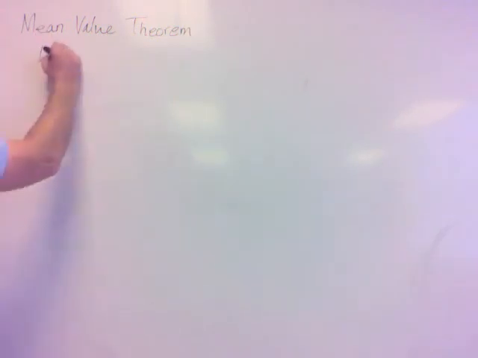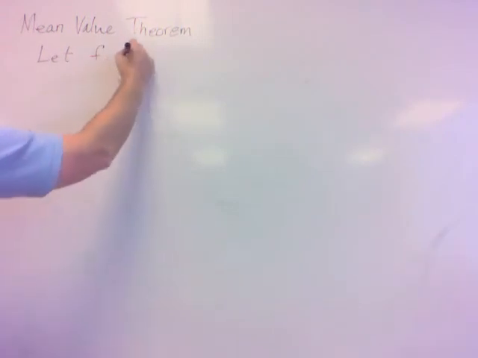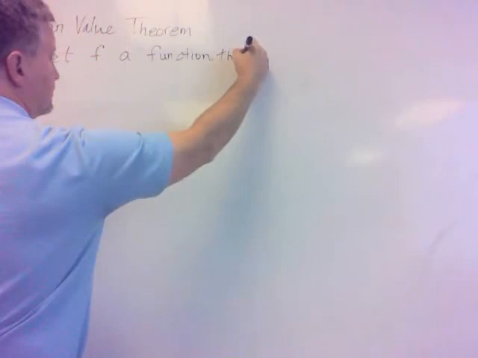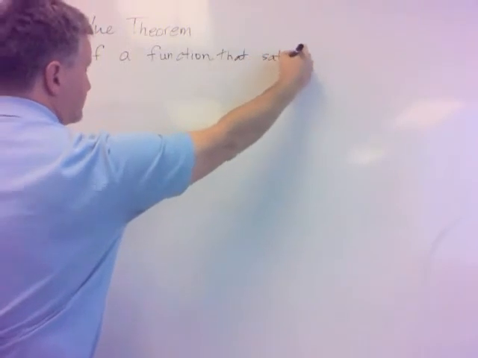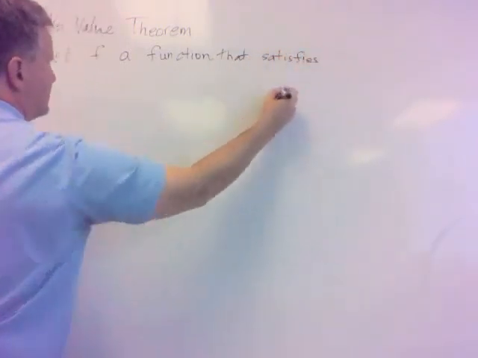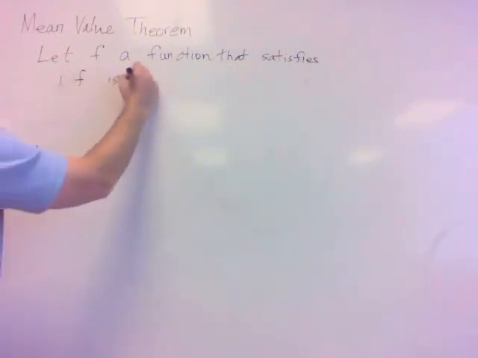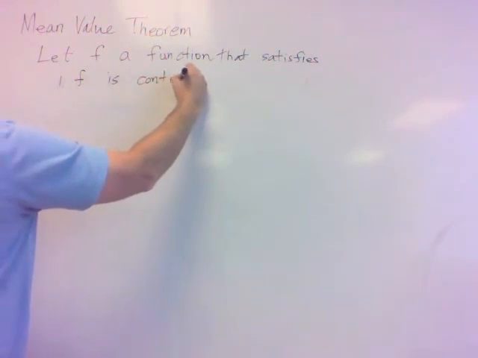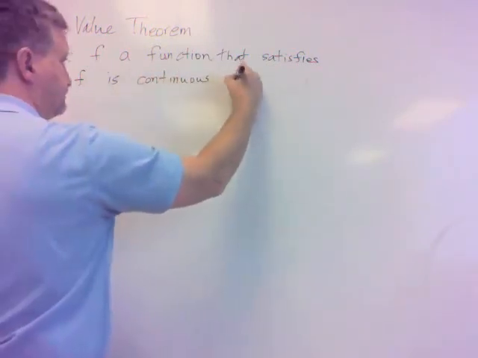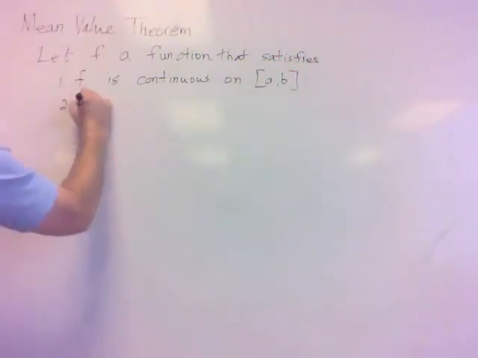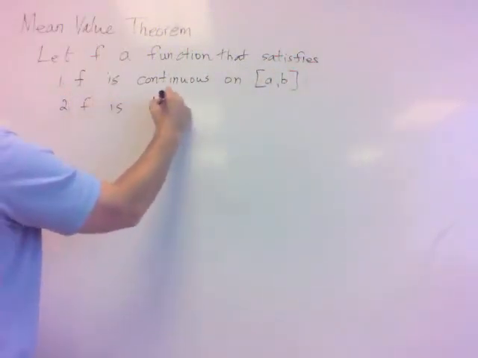So here it is. Let f be a function that satisfies these two hypotheses. There's only two in the mean value theorem. f is continuous on [a, b], and f is differentiable on (a, b).